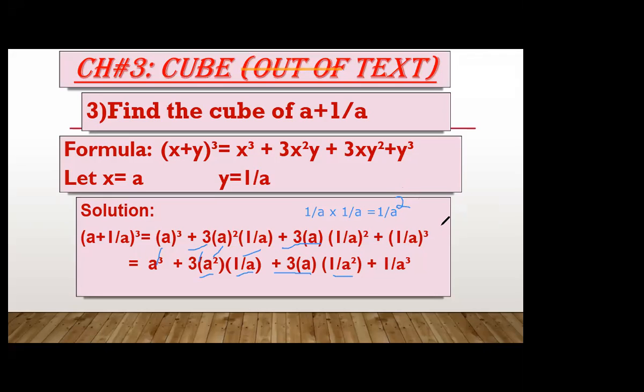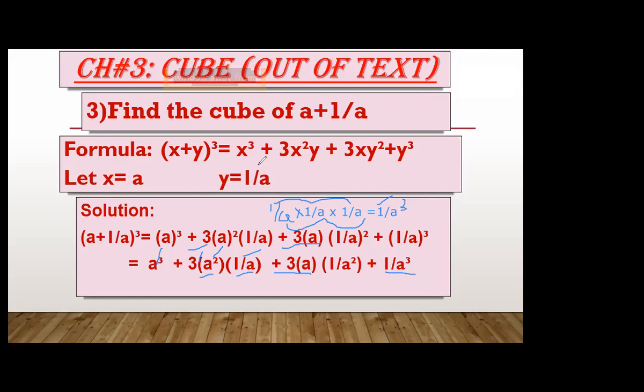Now 1 over a whole cube is there. What is the meaning of this? The meaning is that 1 over a is multiplying thrice. 1 into 1 is 1, we get 1. A into a is a square. A square into a is a cube. When bases are same, power will be added. We get 1 over a cube.